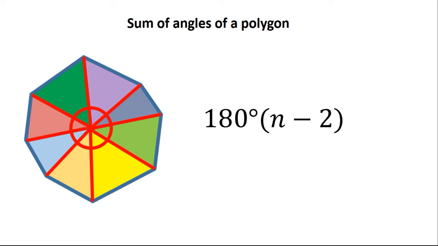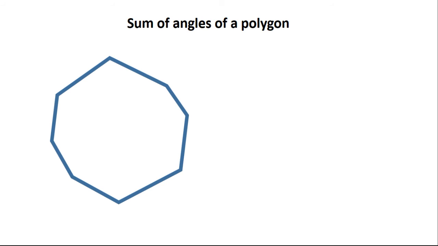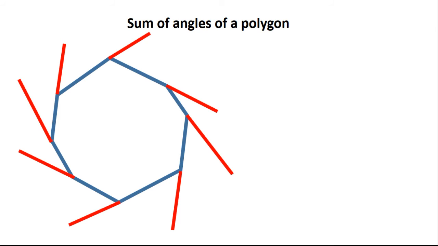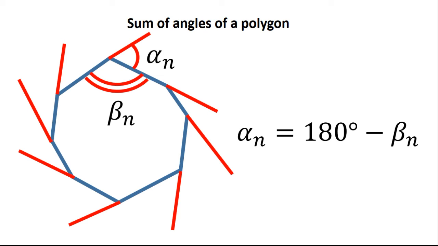But what if we talk about the exterior angles? What is the sum of the exterior angles of the convex polygon? Let's try to answer this question. First of all, we should say that each exterior angle of the convex polygon and the corresponding interior angle are supplementary, so they add up to 180 degrees. For that reason, each exterior angle of the convex polygon equals 180 degrees minus the corresponding interior angle.